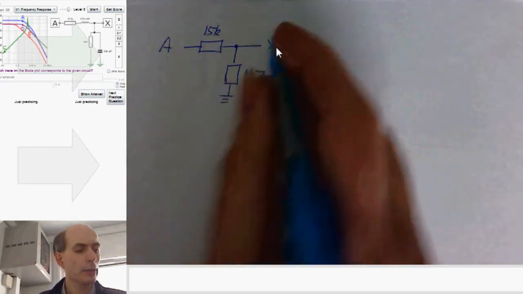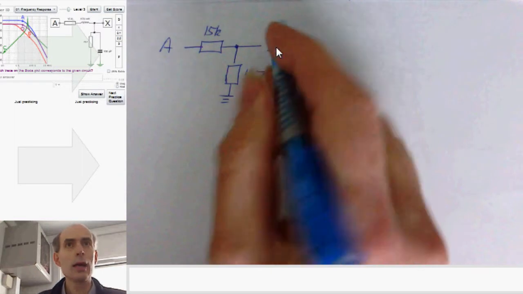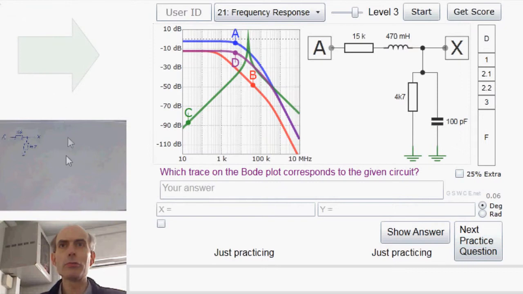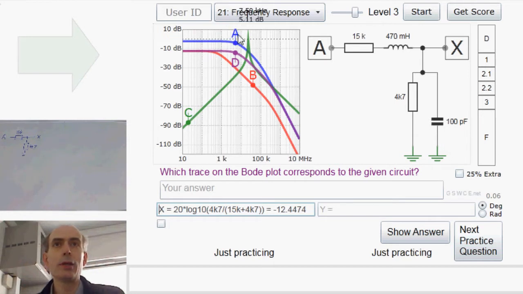So we would expect at low frequencies X to be smaller than I by a factor of, let's see, that would be 20 times log 10 of 4K7 divided by 15K plus 4K7, minus 12 dB. And that is indeed where B and D start off. So immediately we can eliminate A and we can eliminate C.